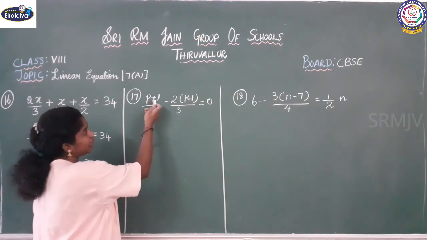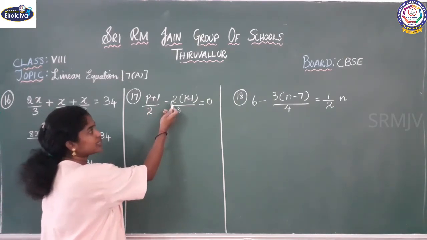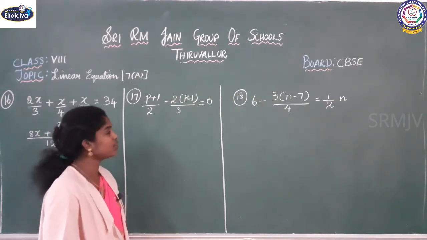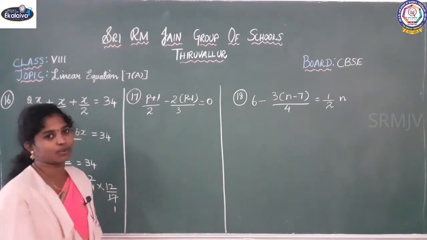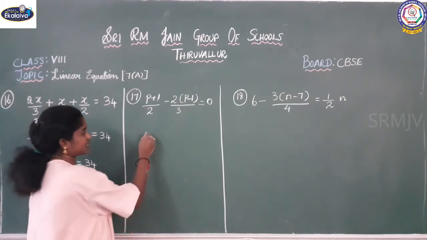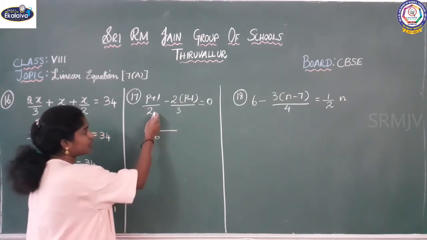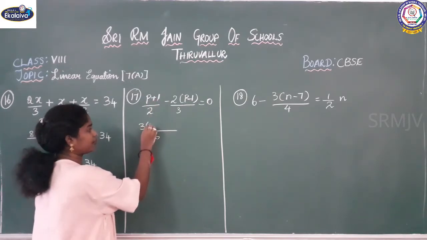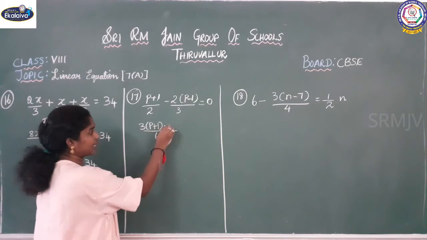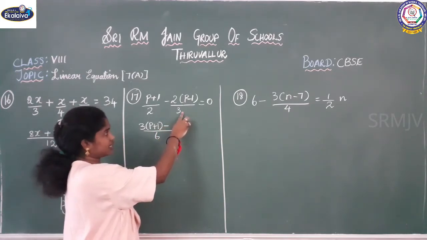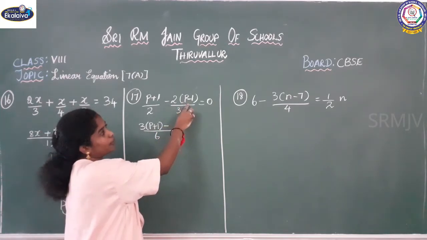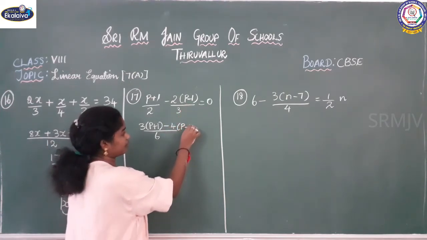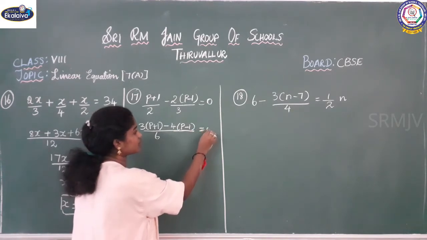Okay. Now p plus 1 by 2 minus 2 into p minus 1 by 3 is equal to 0. Okay, let us take LCM for 2 and 3. What is the LCM for 2 and 3? 6. Now 2 into 3 only 6. So 3 into p plus 1, minus 3 into 2 only 6. So 2 into 2 into p minus 1, that is 4 into p minus 1 is equal to 0.